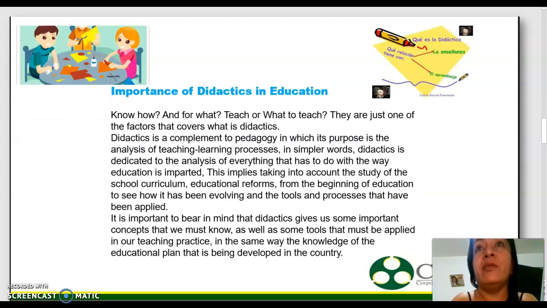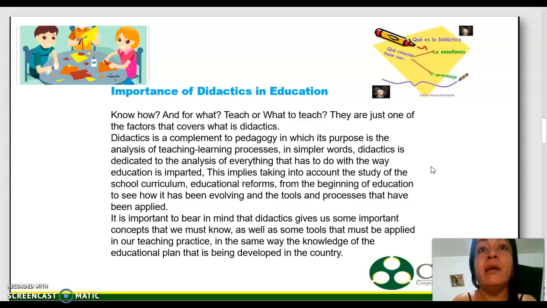Importance of didactics in education. But now, and for what? Teach or what to teach? They are good. One of the factors that complement what is didactics. Didactics complements pedagogy, whose purpose is the analysis of the teaching-learning process. In simple words, didactics is the analysis of everything done in the way education is imparted. This implies taking into account the study of the school curriculum, education reform, from the beginning of education to secondary, and the tools and processes that have been applied.